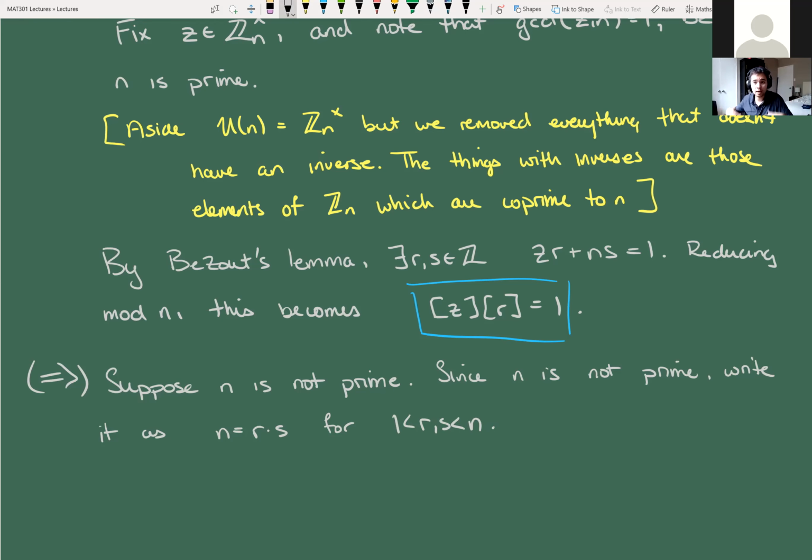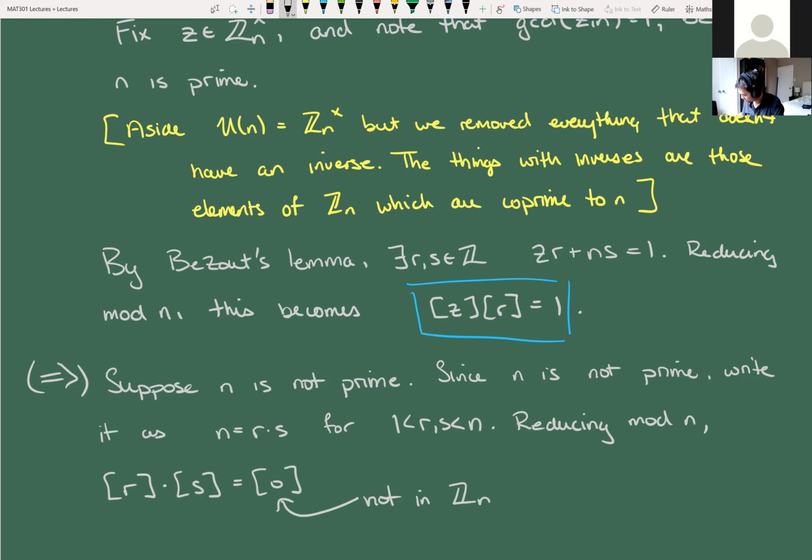But notice now we're done, because if we reduce this equation mod n, that gives us that r times s is equal to 0. 0 is not in Zn star. So the group operation is not closed. Or in particular, if r times s is equal to 0, neither of them can be invertible. So neither is invertible. And that's actually a great exercise.